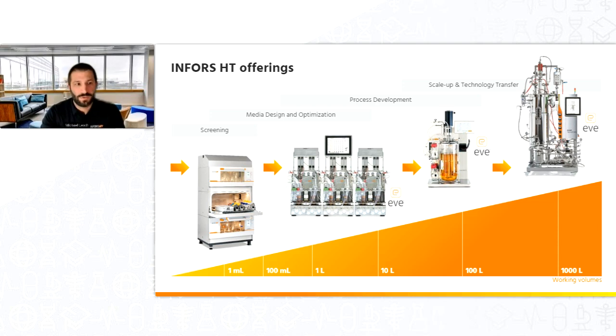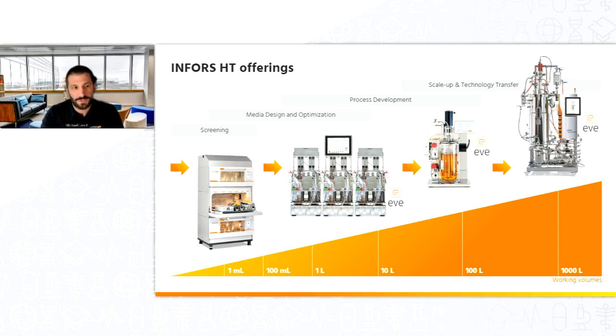All right, so here's a quick snapshot of the INFORS HT product portfolio. As mentioned, we develop and manufacture incubator shakers, bioreactors, and software to support the bioprocess workflow. We have solutions for microbial fermentation and mammalian and insect cell cultures grown in suspension. And looking at the diagram here, you can see that we have solutions from screening through production. From left to right, we have the stackable incubator shakers, and then we get into our bioreactors that offer tighter parameter controls.